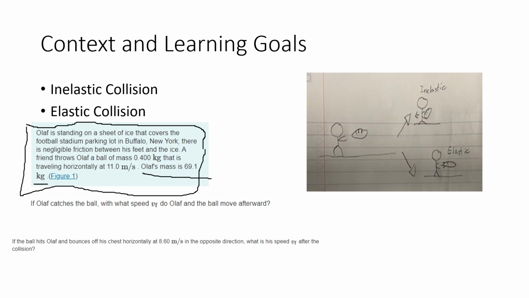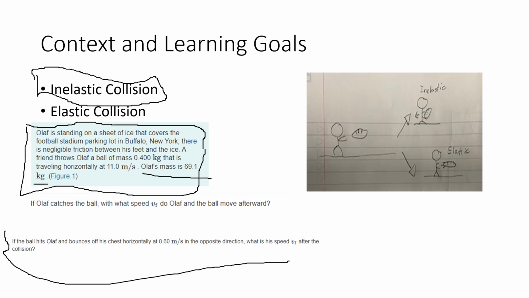In the first, the ball has an inelastic collision, where Olaf just catches it, and that's the end, and Olaf moves backwards. The other situation is when the ball bounces horizontally off Olaf's chest and travels at 8.6 meters a second in the opposite direction. So this is an elastic collision, where the kinetic energy is conserved.